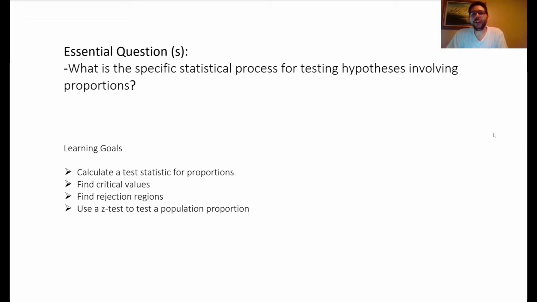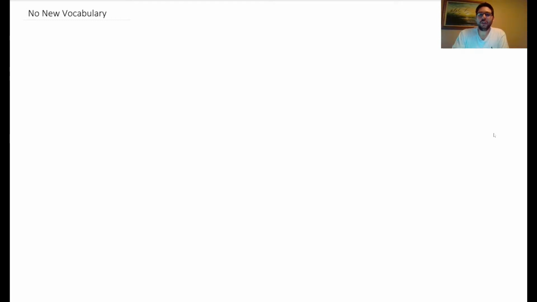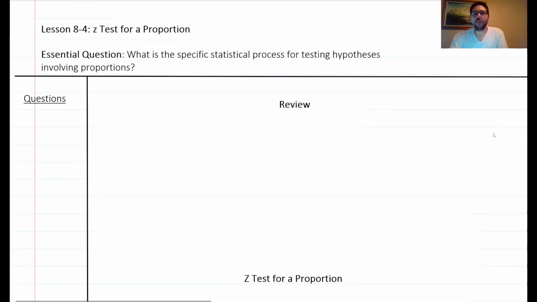So our learning goals for today are to be able to calculate a test statistic for proportions, find critical values, find rejection regions, and use a z-test to test a population proportion. There is no new vocab for this lesson. It's going to be based off of the previous vocab, but we will look at proportions today.